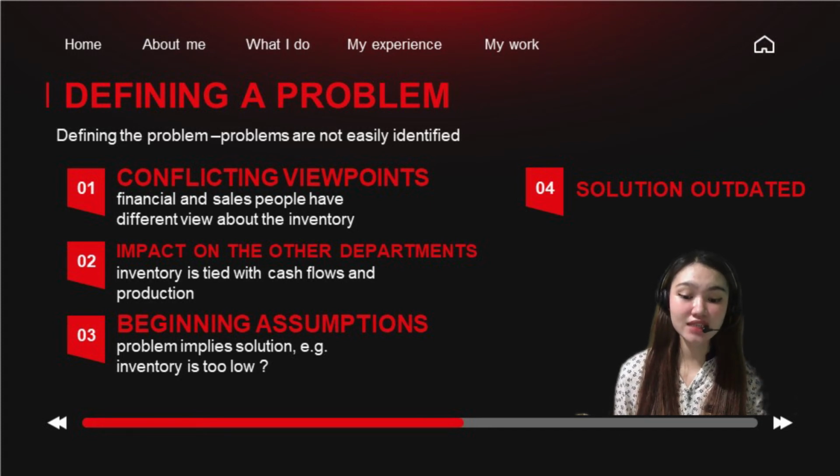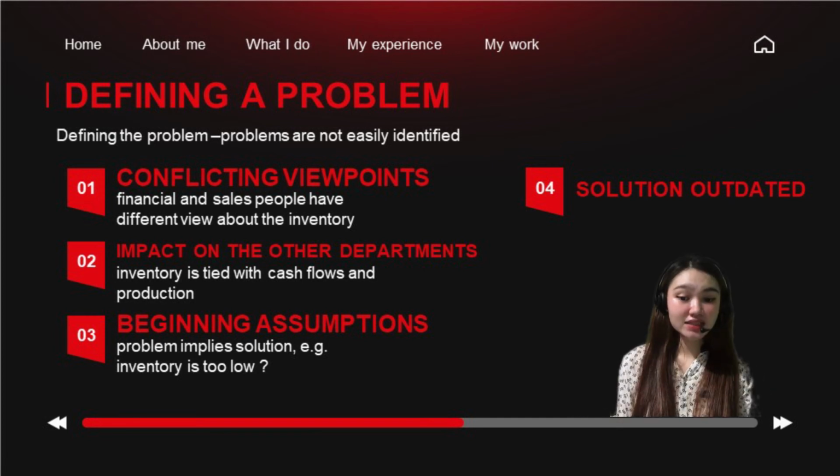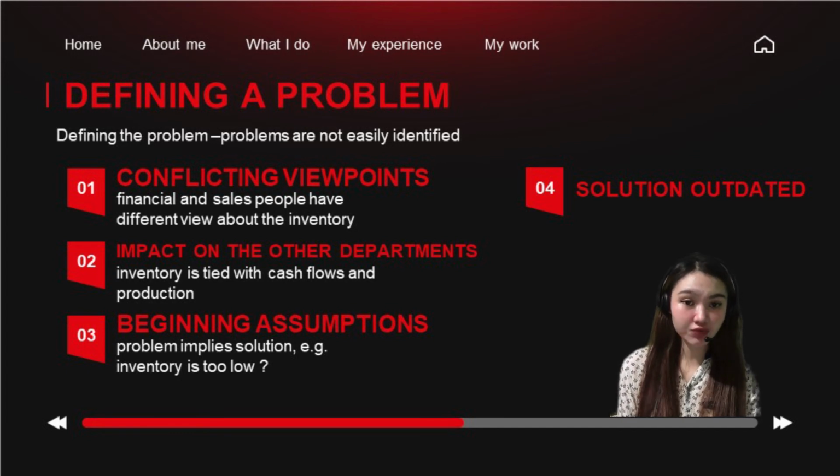If analysts accept any of these assertions as the problem definition, they have basically embraced one manager's point of view and should expect pushback from the other manager when the solution arises. So it's important to consider both points of view before stating the problem. The next issue is that problems do not exist in isolation and are not the responsibility of a single department inside the company. Inventory is inextricably linked to cash flow and a variety of manufacturing issues.